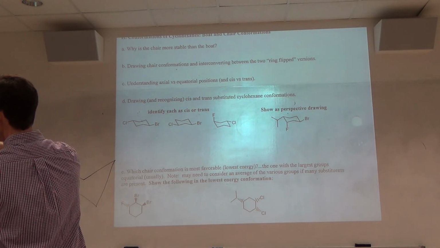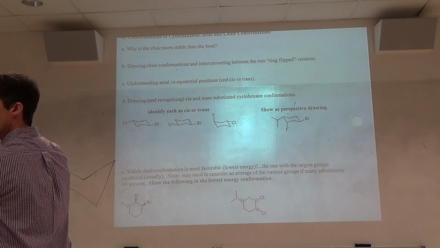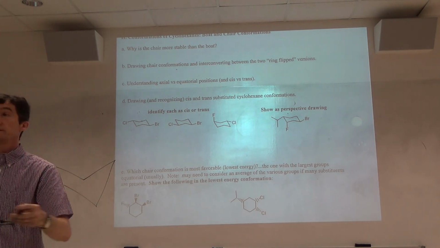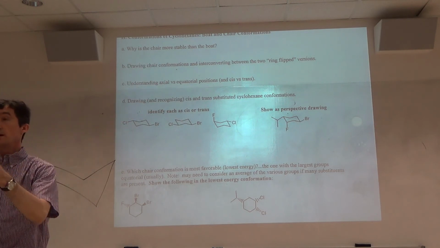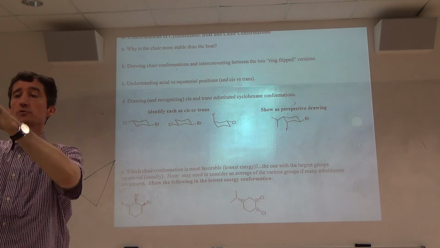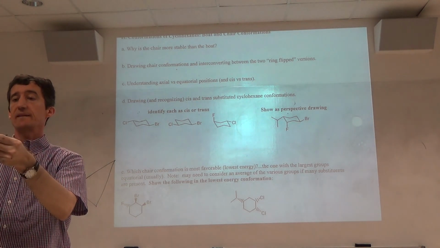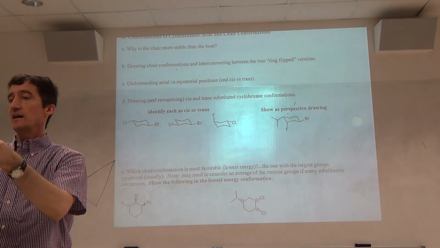Alternative is if we lift this point up here, they're both up. That's where they're both up. That's called a boat. Kind of like an Italian gondola with the end sticking up. Boat is not good. It'd rather be one up, one down. Why is boat no good? Well, it's almost like these groups here sort of interact. And actually, these H's here sort of interact. That's called flagpole hydrogens.